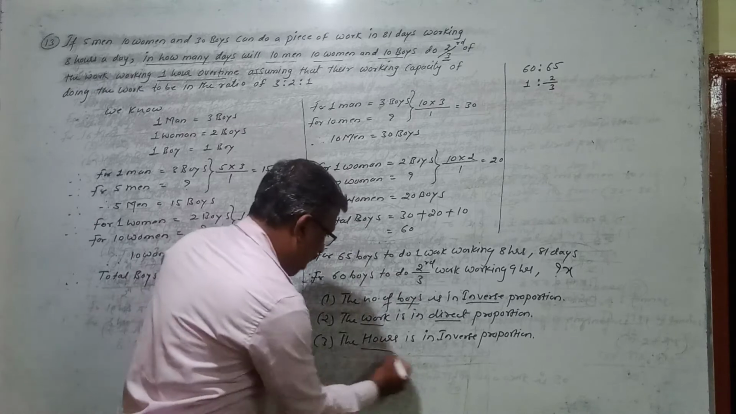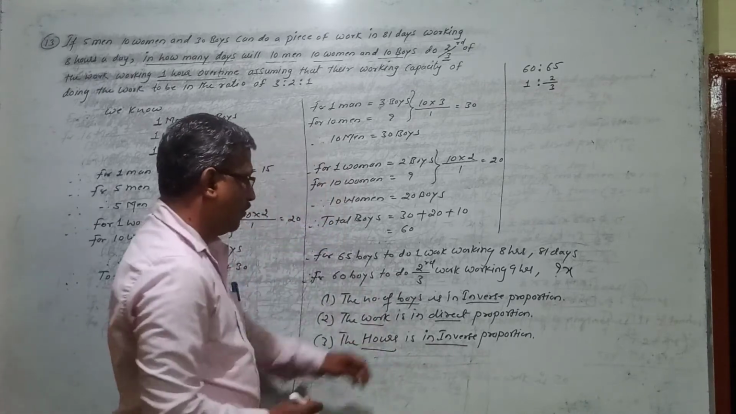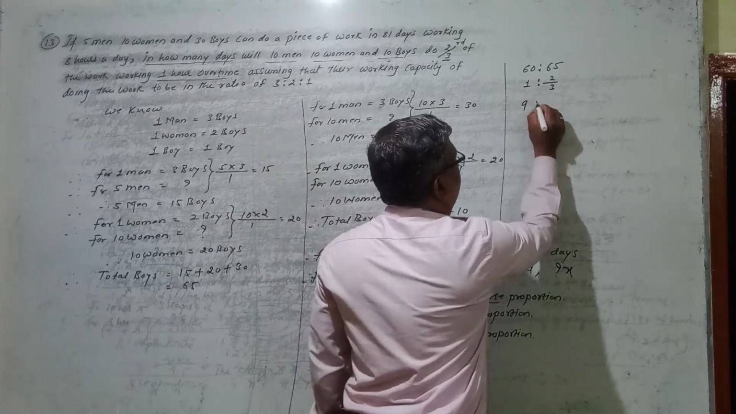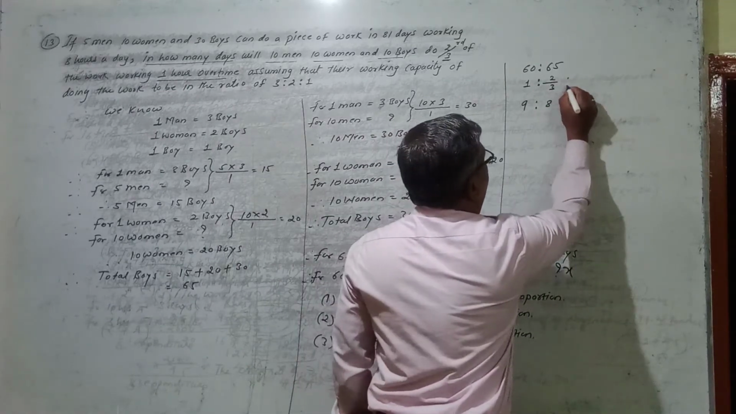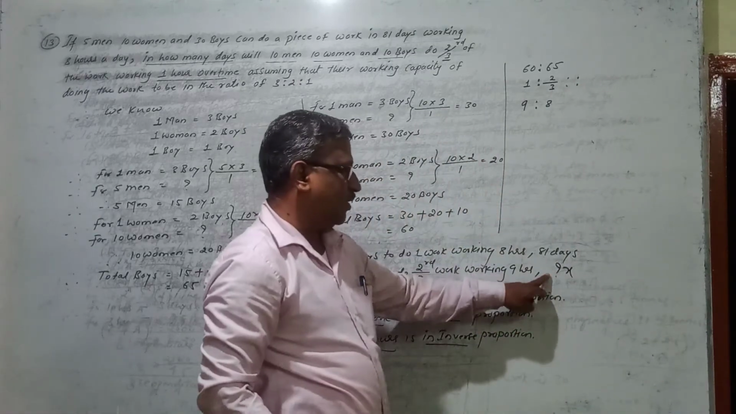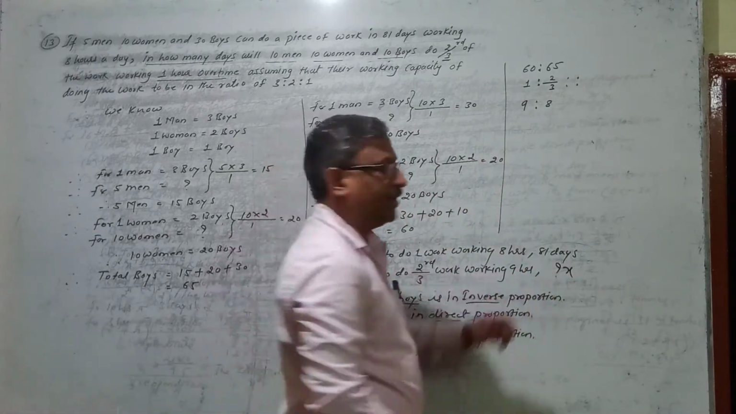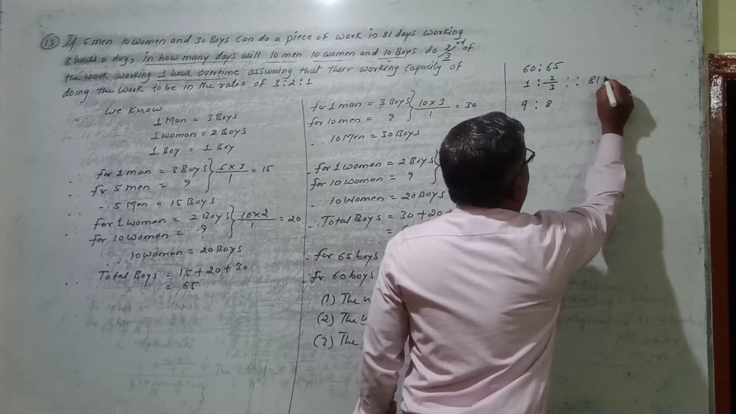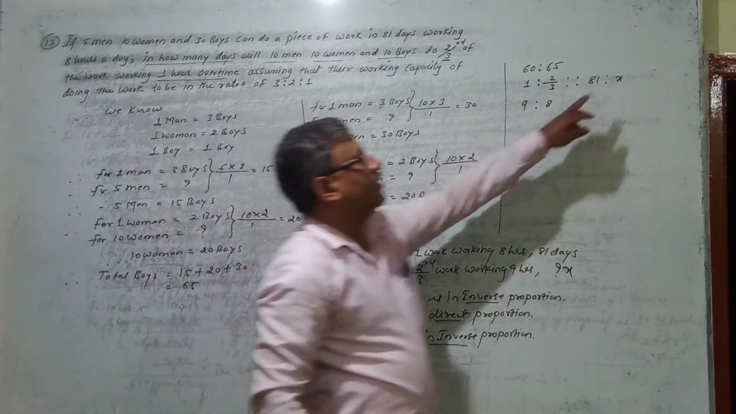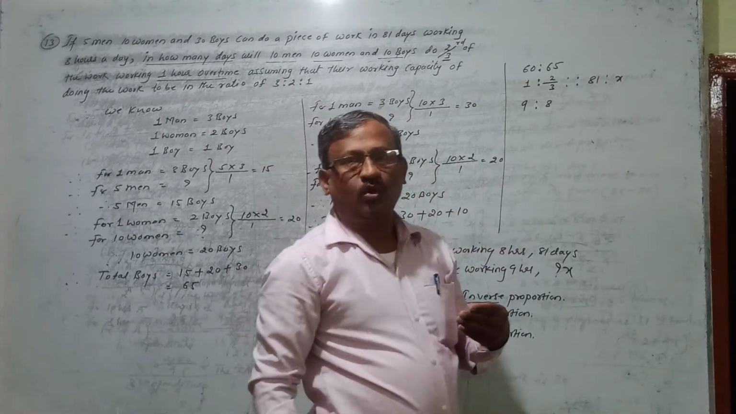Then hours is in inverse. So how do you write the ratio of hours? 9 is to 8. And all these three ratios you have to write equal to the last ratio, 81 is to x. 81 is to what? x. And to find this x value, you have to use the rule of proportion.